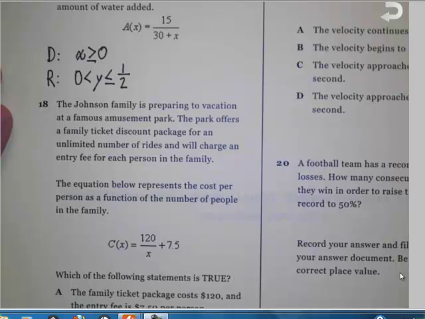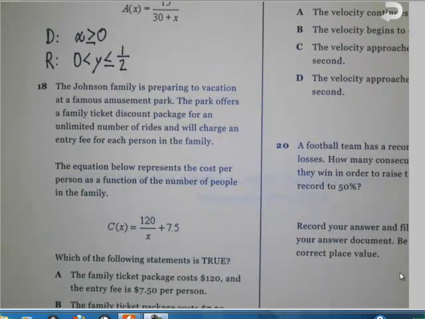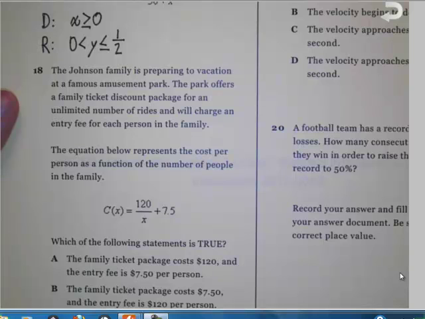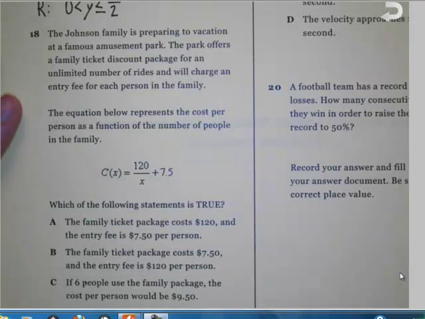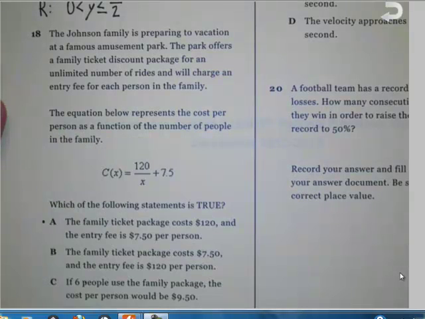for number 18, they're asking for the Johnson family amusement park discount package, unlimited number of rides, will charge an entry fee for each person. The equation below is the cost per person as the number of people in the family. Which of the following statements is true? Family ticket price costs $120 and the entry fee is $7.50 per person. Could be true. I like it, but let's take a look at the other choices.